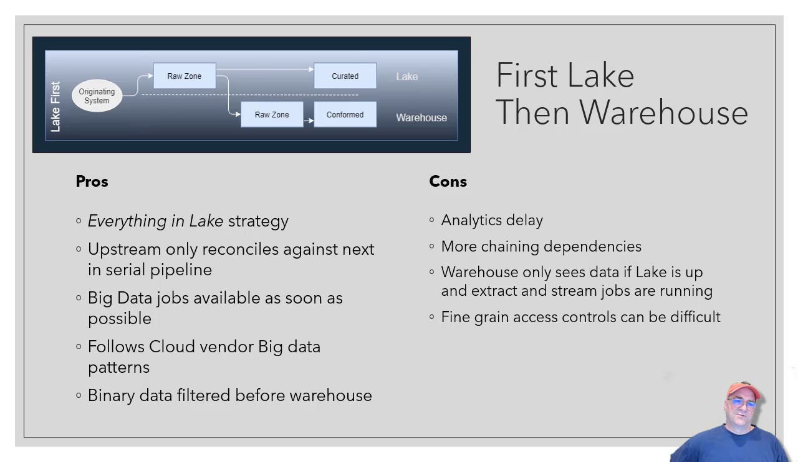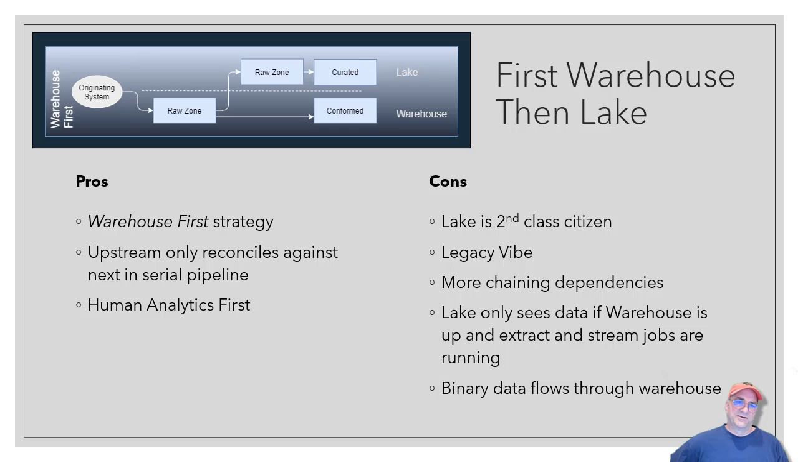Big data jobs need to run as soon as possible. We're doing a lot of binary data, so we want to put that in the lake, and then maybe we won't pass that through to the data warehouse, where binary is bad in databases a lot of times. The cons are the analytic delay and chaining dependencies here. The lake has to be up and all the pass-through has to be working for the data to make it to the warehouse.